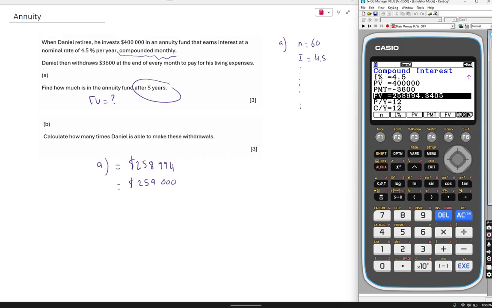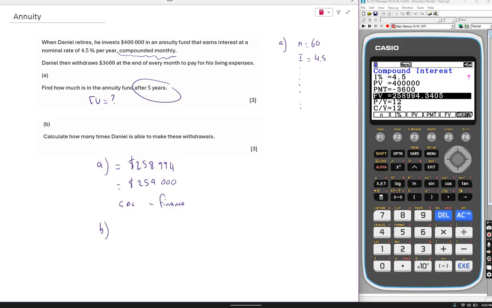Remember, you need to show all of the inputs that you're putting, and you should also put something like GDC, use compound interest, finance, and then list out all of the key information. Okay, part B.